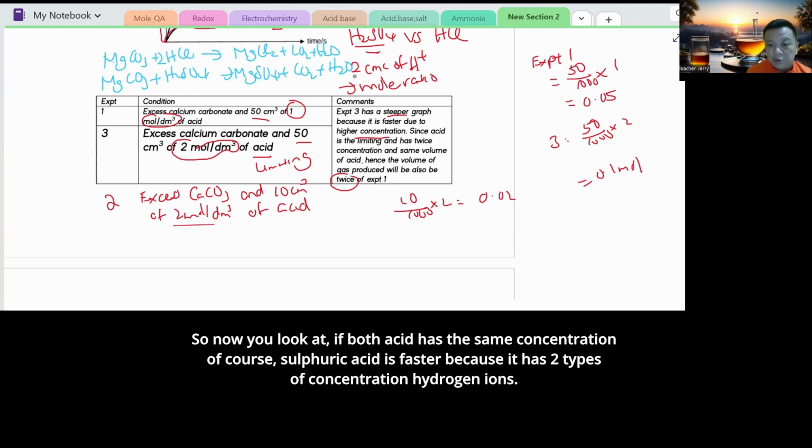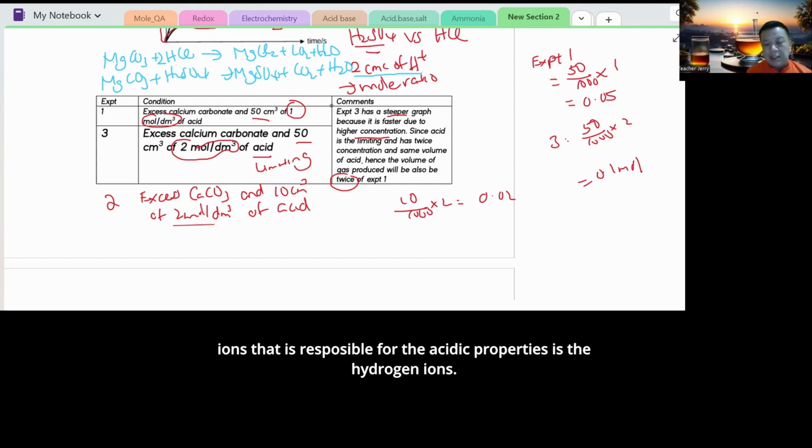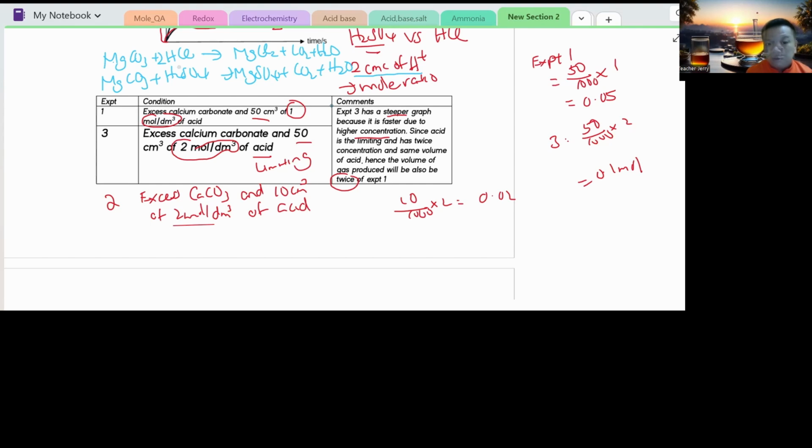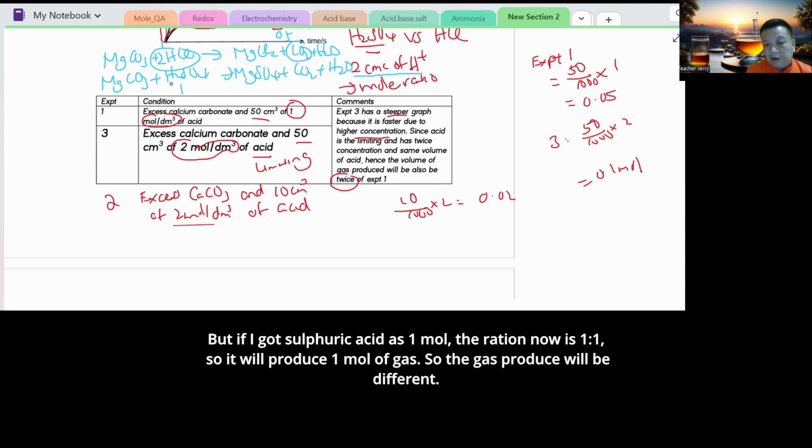because it has two times the concentration of hydrogen ions, right? And we know that the ion responsible for the acidic properties is the hydrogen ion. So if they have the same volume and same concentration, with HCl the ratio is 2 to 1, so I only produce 0.5 mole of carbon dioxide gas. But if I have sulfuric acid as one mole, the ratio is now 1 to 1, so you produce one mole of gas. So the gas produced will be different.